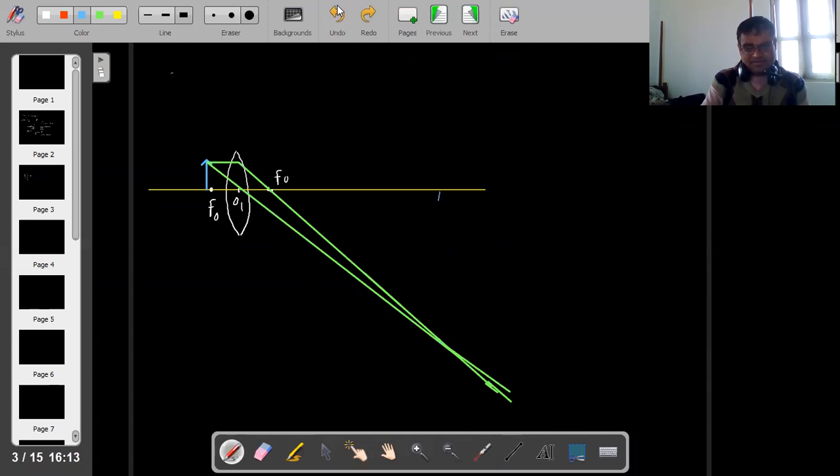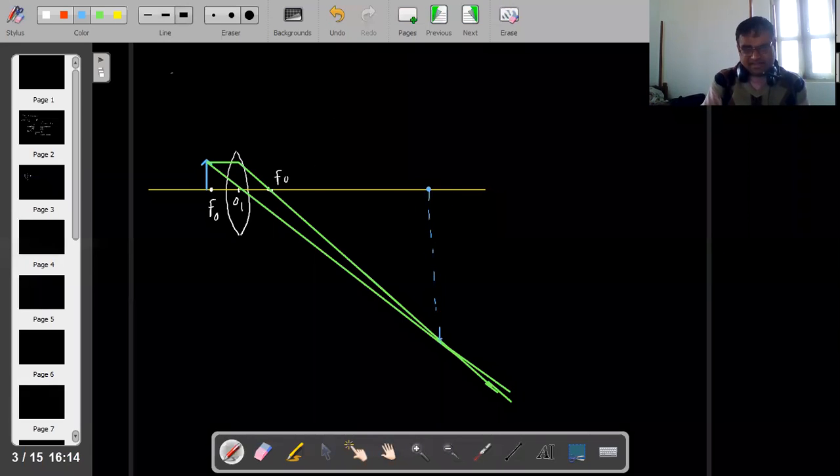Inverted image you are going to get here. You see? Inverted image you are going to get, A dash B dash. This is what? A dash B dash.